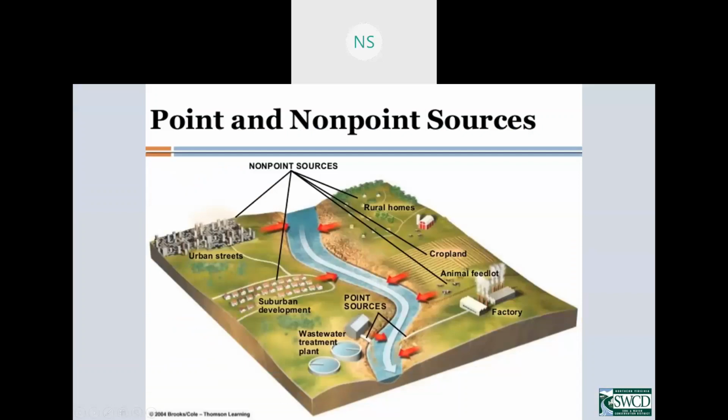So here's a nice picture that just shows all those point and non-point sources together and how they're all going to go into the same stream. This is important to think about because we do have all these different types of pollution in Fairfax County. We have wastewater treatment facilities, factories, giant data centers, and a lot of suburban areas and urban streets.